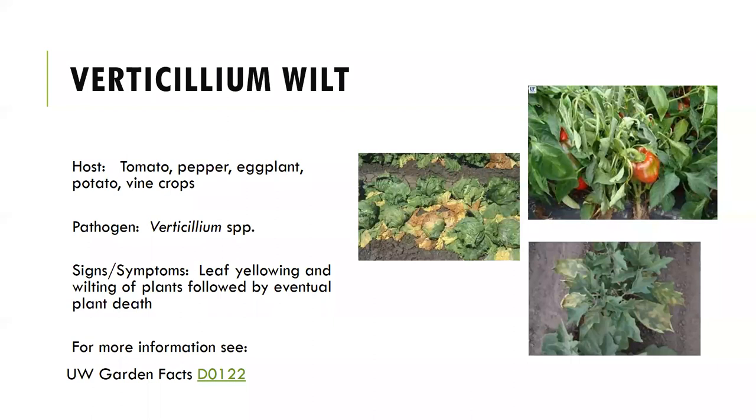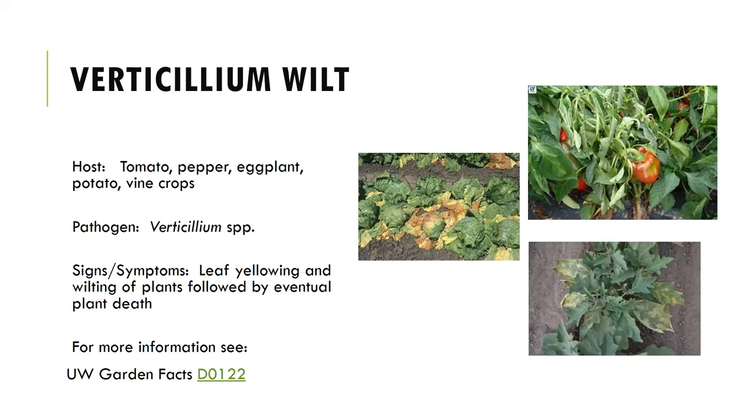To prevent verticillium problems in your garden, try and plant vegetable varieties that are resistant to verticillium wilt. In particular, there's a few tomato varieties that are resistant, such as Big Beef or Beefy Boy. You might have heard of these or seen them at the garden center. If they are verticillium resistant, they will have a small V after their cultivar name on the tag. And I'll be going over that a little bit more at the end of the presentation.